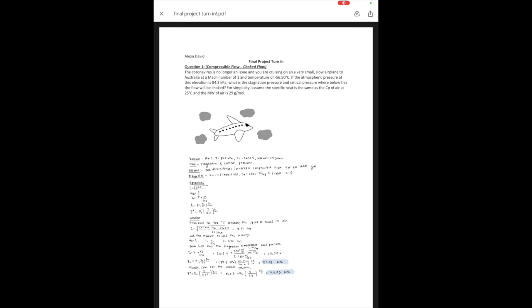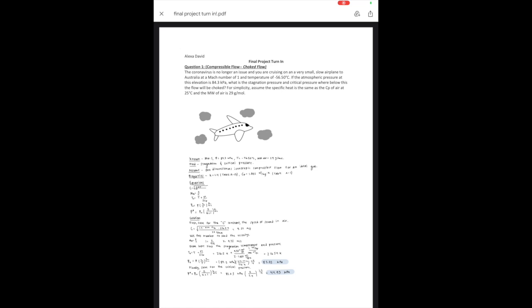Question 1 addresses compressible flow and more specifically choked flow. The equations used were for the speed of sound, the Mach number, the stagnation temperature and pressure, and the critical pressure. The assumptions were one-dimensional isentropic compressible flow for an ideal gas, assuming this ideal gas is air, which leads us into the properties k equals 1.4, found from table A13, and the Cp value found in table A1.